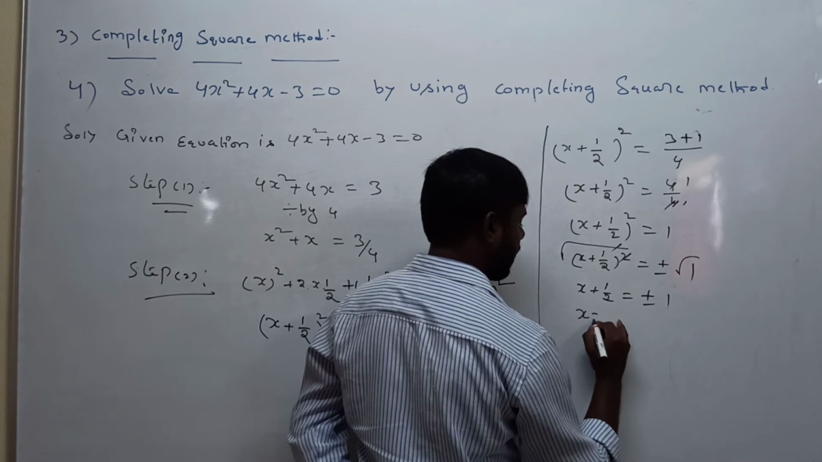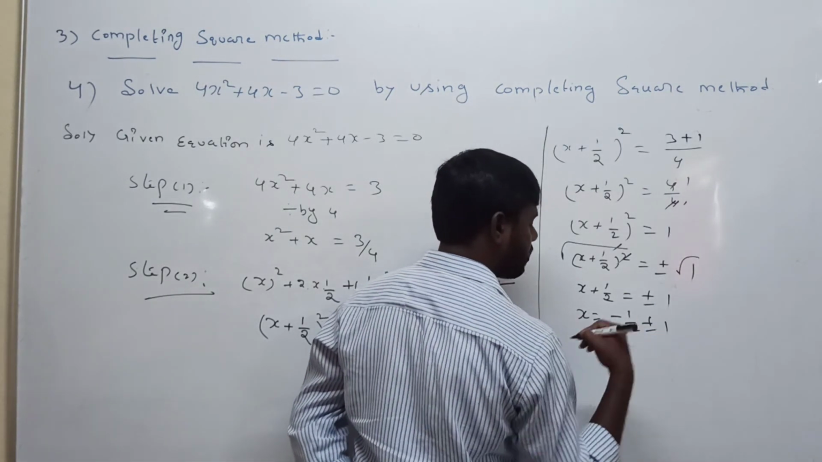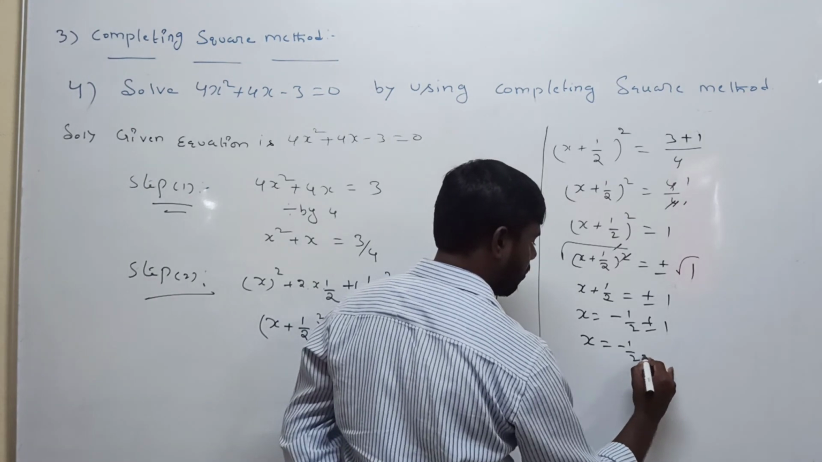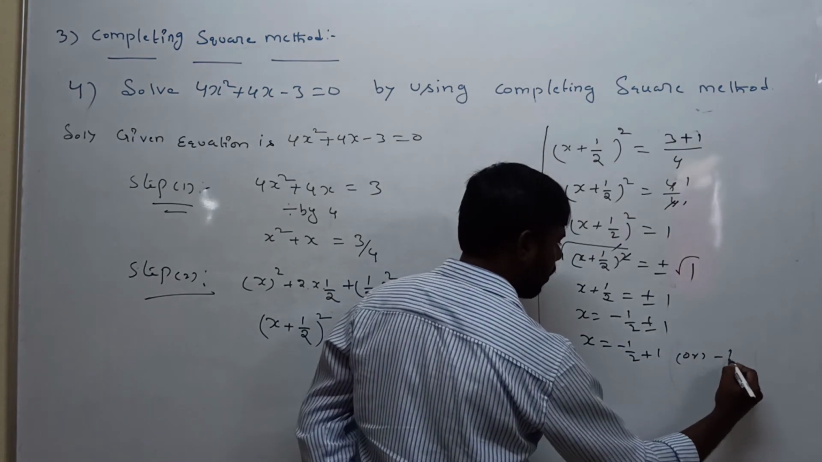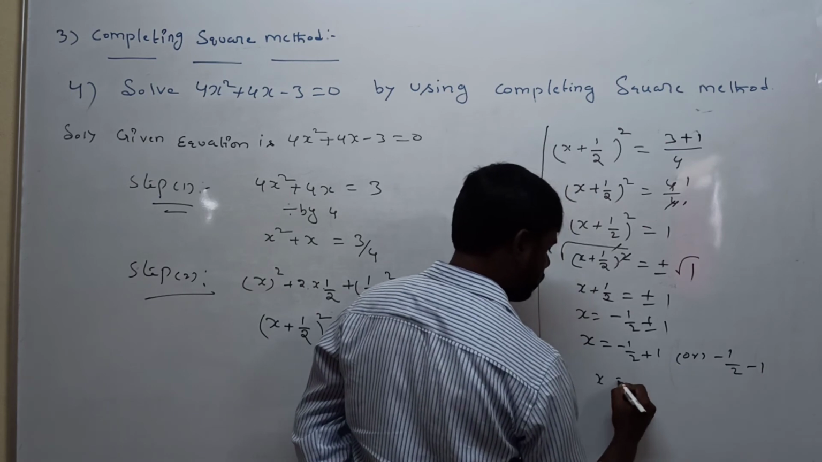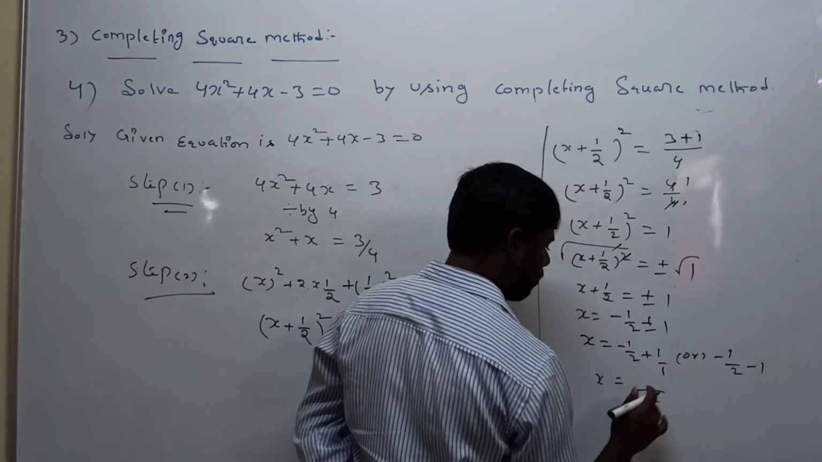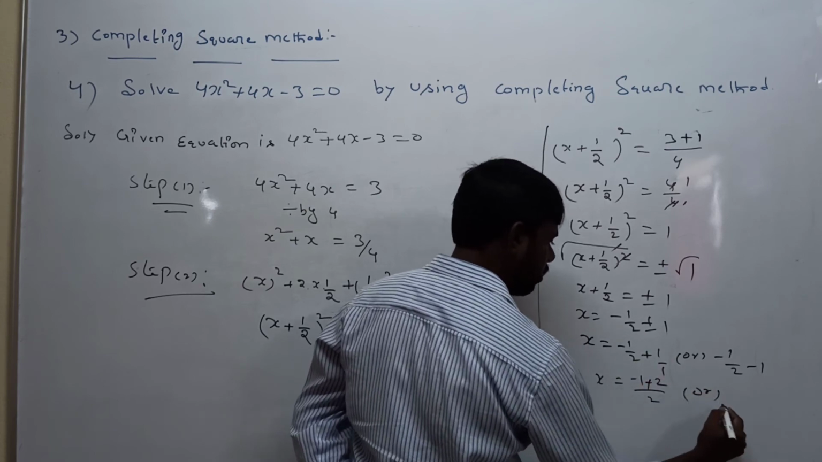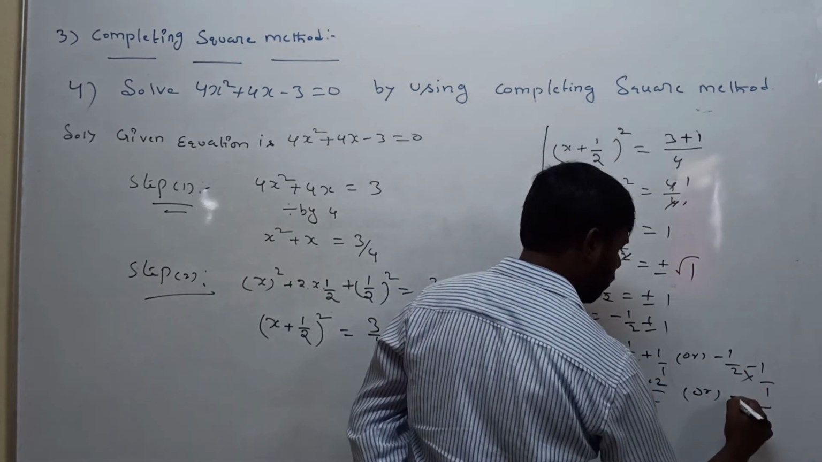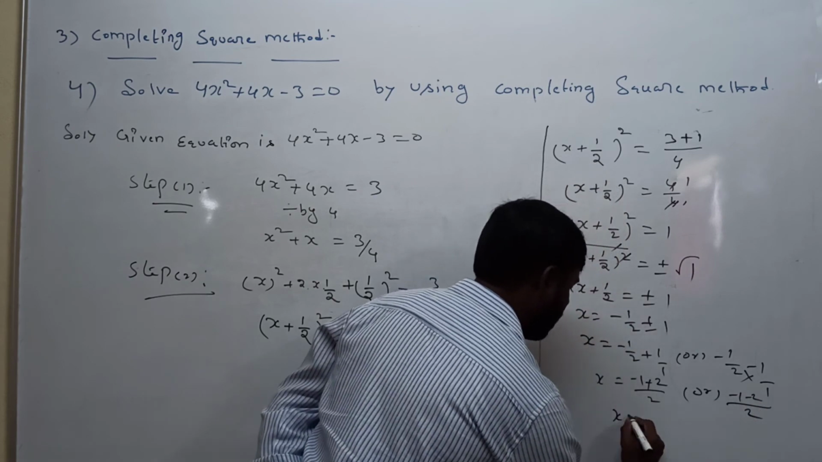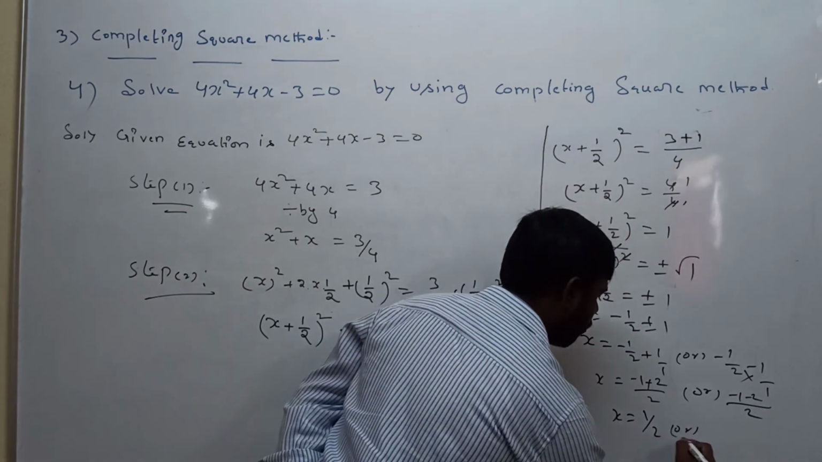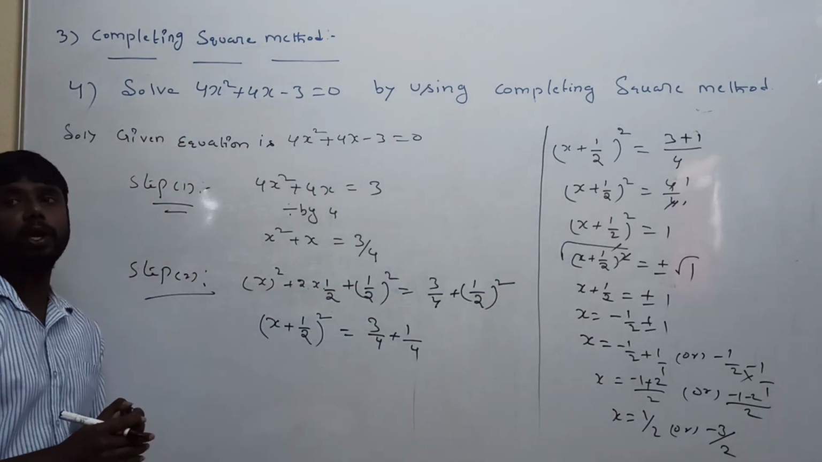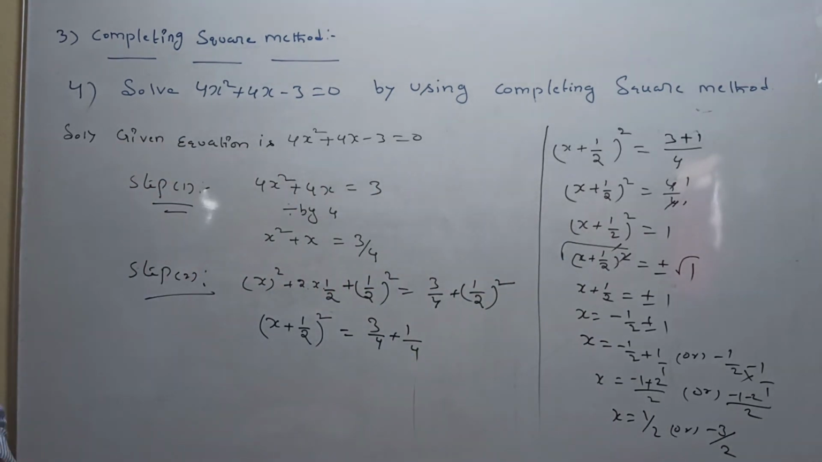So take plus 1 by 2 to the right hand side, minus 1 by 2 plus or minus 1. Finally we get the two x values. One is minus 1 by 2 plus 1, the other is minus 1 by 2 minus 1. Taking LCM 2, we get x value 1 by 2, and the other is minus 3 by 2. This is the quadratic equation solved by the completing the square method.